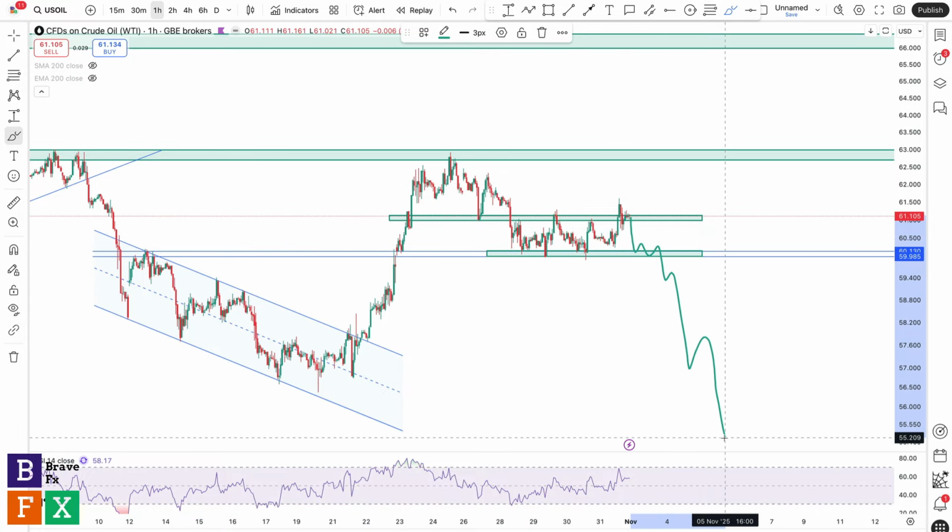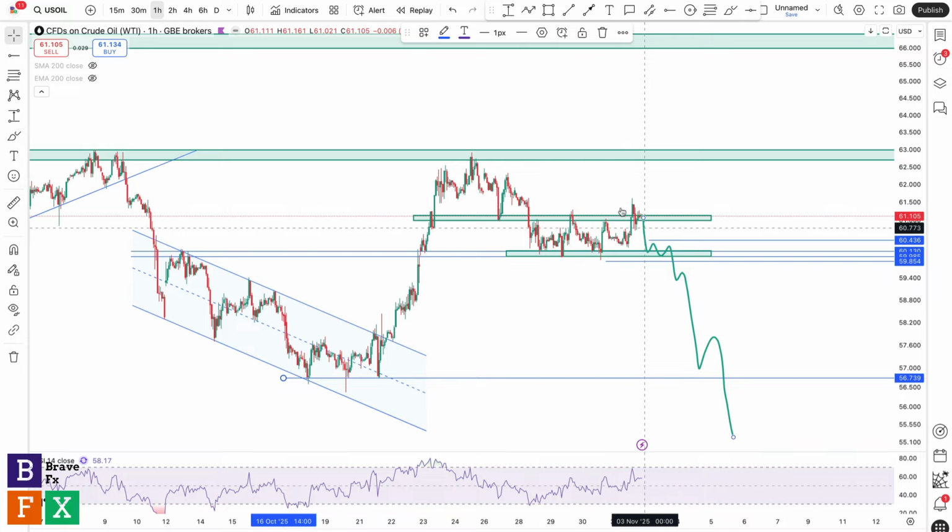Your take profit target could be as low as this support level over here. So this is how I'm going to trade crude oil for bullish and bearish case scenario. Right now, when the market opens, I'm going to look for an opportunity to go long, but I'll be very patient to see if there's a follow through from the consolidation we have over here. If not, then I'm just going to wait to see if we get a breakout from this area of support, then I'm going to go short.